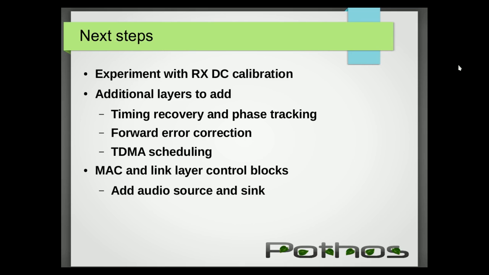So I hope you all enjoyed this demo and found it informative. Moving on, I think I'd like to give the RxDC calibration a go and see if we can get rid of that DC removal block. And in addition to the timing and phase recovery I mentioned, I'd also like to introduce forward error correction so we can code redundancy into the payloads and look at some kind of advanced burst scheduling, maybe implement TDMA or something like that. And expanding on this demo, we have some nice MAC and link layer control blocks that we can build on top of these PHY layers we've shown today.